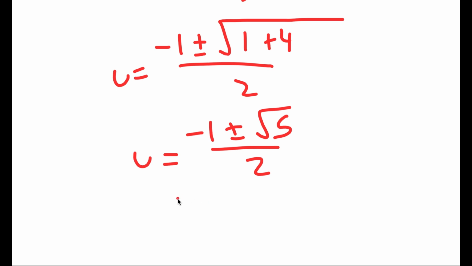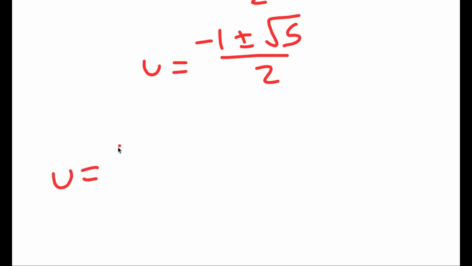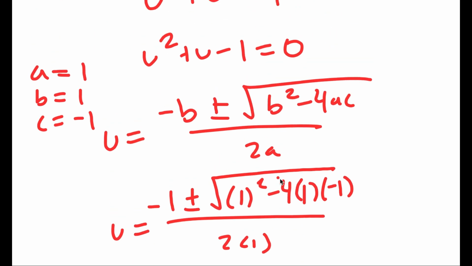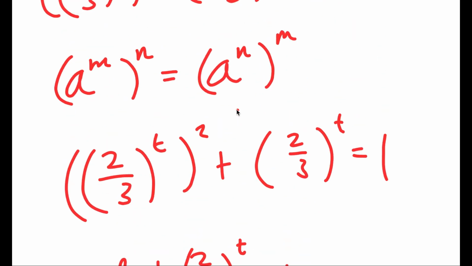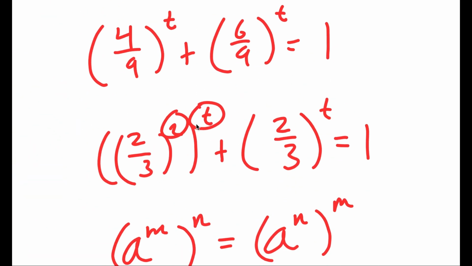So I got two values for u here. And I'm just going to write these down. So I have negative 1 plus the square root of 5 over 2 and negative 1 minus the square root of 5 over 2. Now going back, what we're going to do now is first find the value of t, and then using that value of t, we're going to find the value of x.